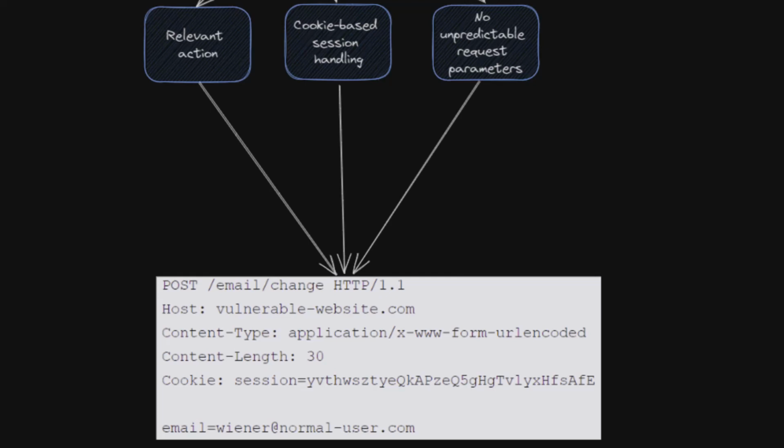Firstly, there must be a relevant action. So to enable a CSRF attack, there must be an action within the application that the attacker has a motive to trigger. This action could involve privileged operations, such as modifying permissions for other users, or any user-specific action, like altering their own password.